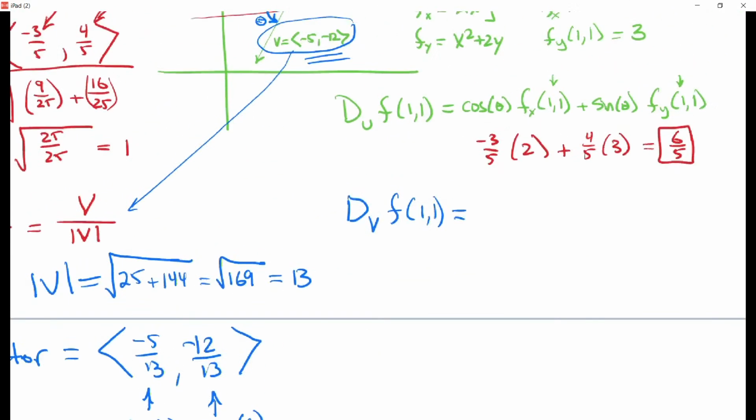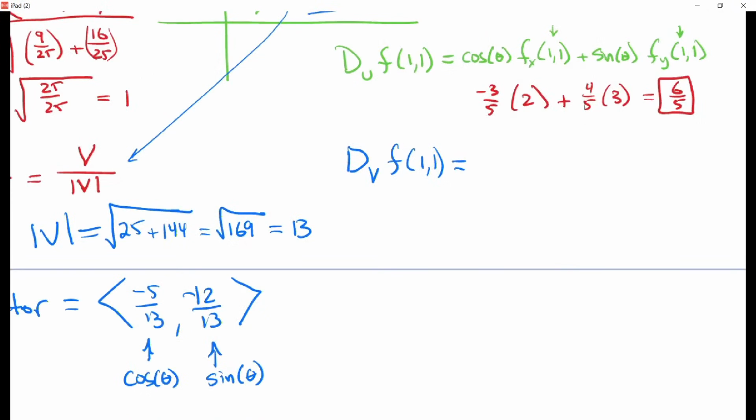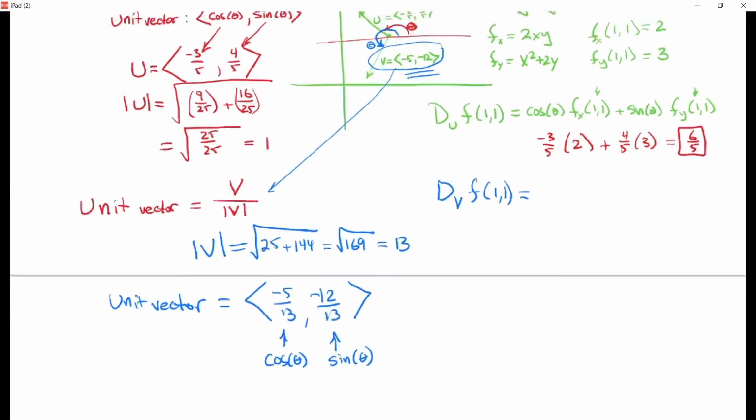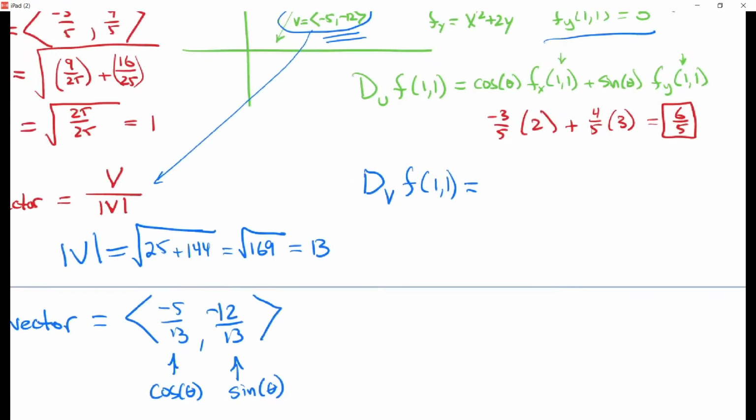All right, now let's put it all together. We got all this stuff here. And by the way, this stuff has not changed. That 2 and that 3, they're still the same. We haven't moved. So here we are. Sarah, can you rattle off what we have to write down here for D_v of f of (1, 1)? Beautiful. That's great. Good job.